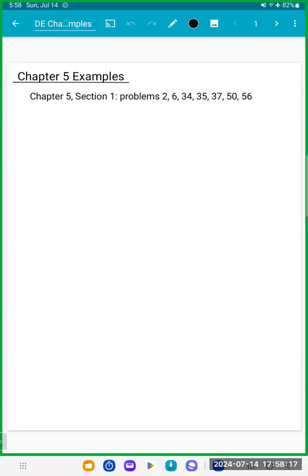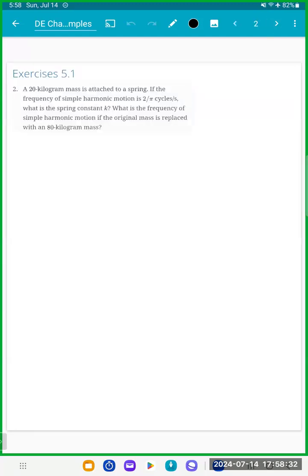For this lecture, we are going to cover examples out of only section 1 in chapter 5. So it'll be a little shorter than the previous ones because we only have this one section to cover this module. Okay, so a handful of the problems that we are going to work on.